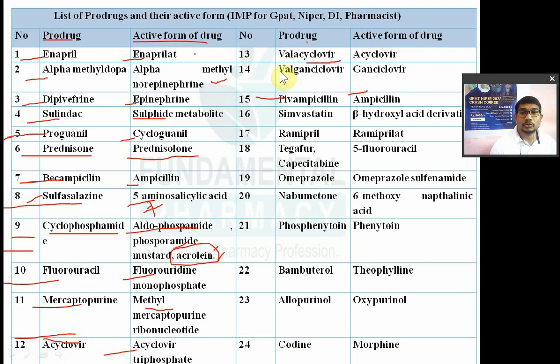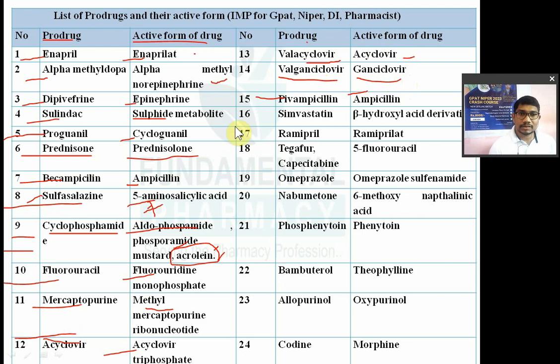Valacyclovir. Valacyclovir is the prodrug converted into acyclovir. ये देखो, acyclovir का एक्टिव मेटाबोलाइट क्या है? acyclovir ट्राइफॉस्फेट. वेलासाइक्लोविर क्या है? प्रोड्रग है. उसका एक्टिव मेटाबोलाइट क्या है? acyclovir. प्रोड्रग. वेलगैनसाइक्लोविर इसका एक्टिव मेटाबोलाइट होता है गैनसाइक्लोविर. Valganciclovir is a prodrug converted into ganciclovir.